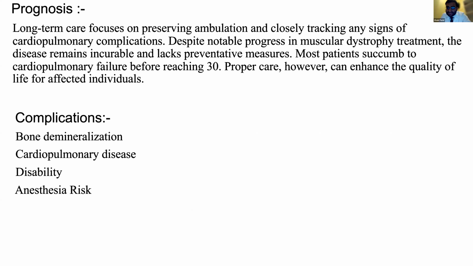Most patients prematurely die from heart and lung complications before reaching 30. However, proper care, supportive counseling and all the supportive therapies can enhance the quality of life. The complications commonly seen are bone demineralization, cardiopulmonary disease, disability, and anesthesia risk.